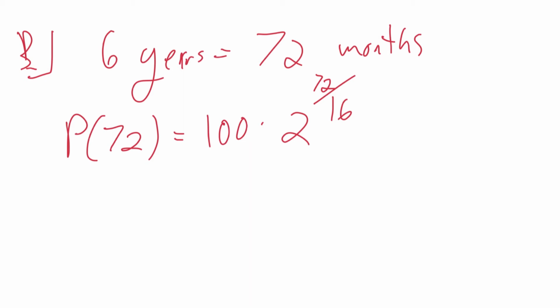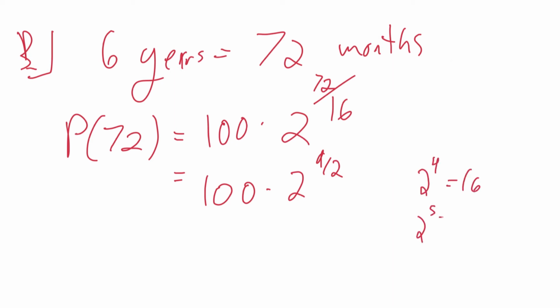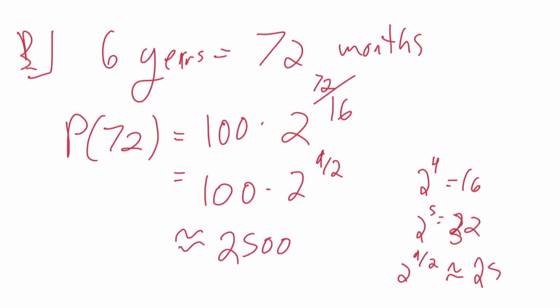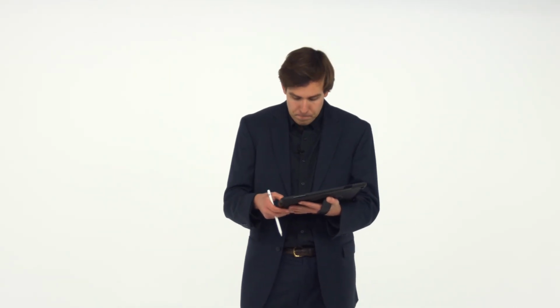So let's see here. This is like 10 times 2 to the 9 over 2. Let's see, 2 to the 4th is 16. 2 to the 5th is 32. So maybe 2 to the 9 halves is something like, I don't know, maybe like 25. So just approximating, this is something like 2,500 javelinas, which seems like a lot, right? But the point is, in that time period, they've increased by almost a factor of 32. So the population grows incredibly rapidly under these models.